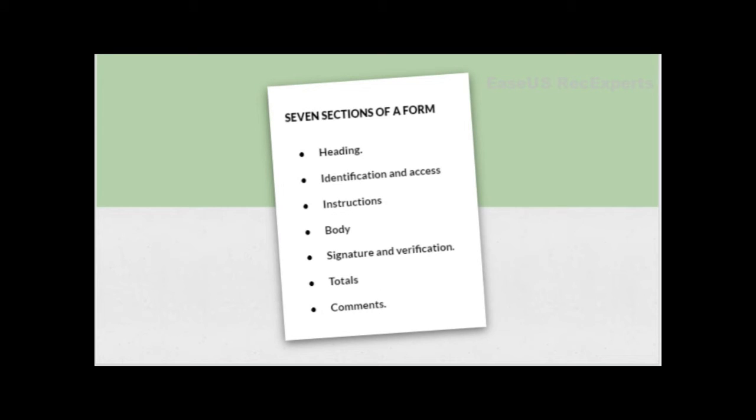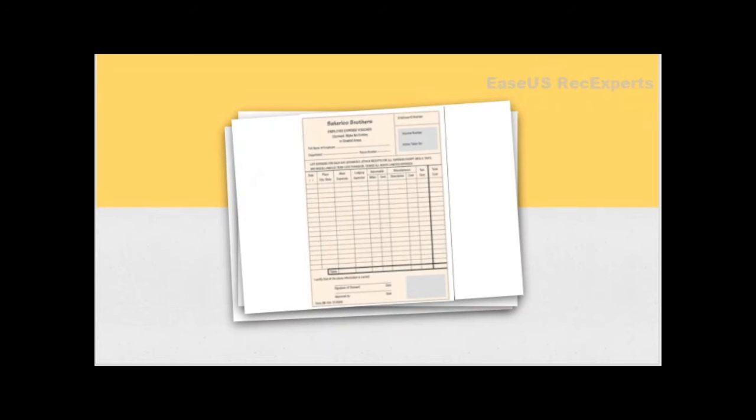Next is seven sections of a form. These are the seven sections of the form, which is basically a format which should be followed for a form. That is heading, identification and access, instructions, body, signature and verification, totals and comments. So these seven will eventually form a very good form. And this is an example of a form. You can see that.